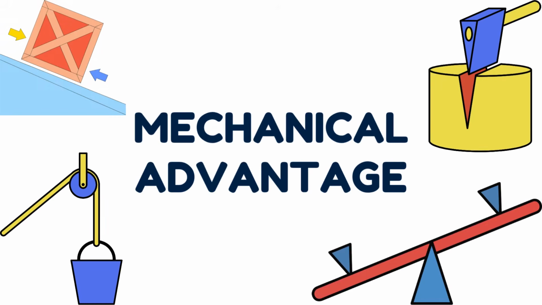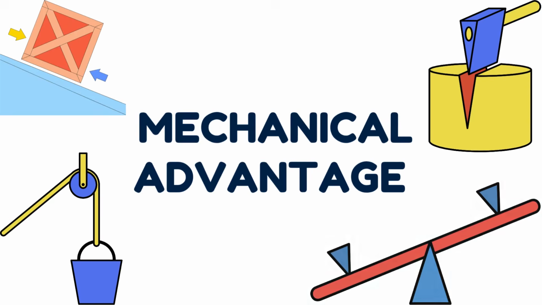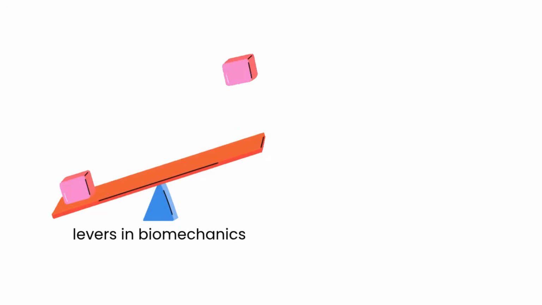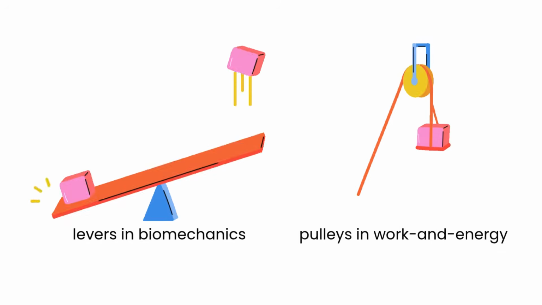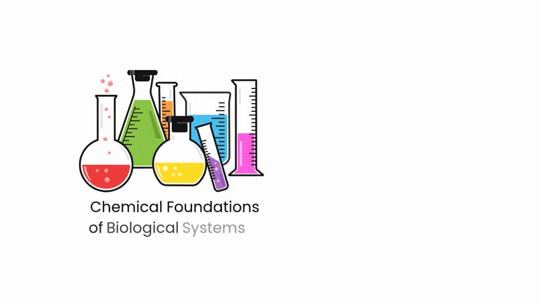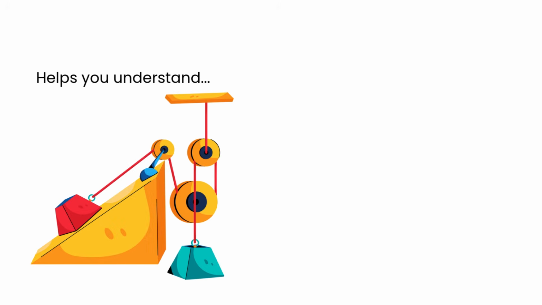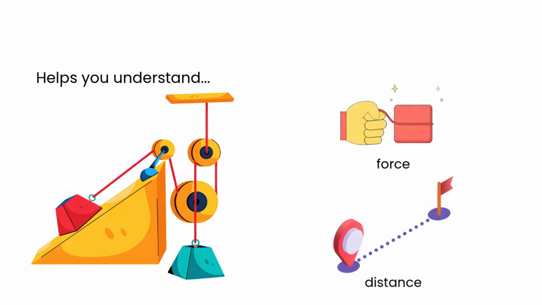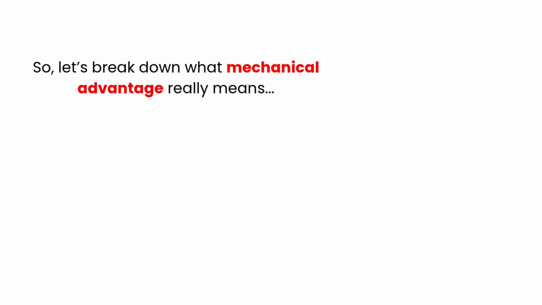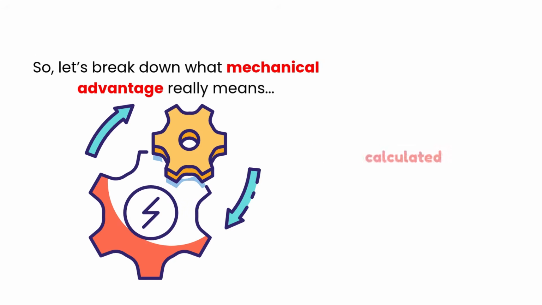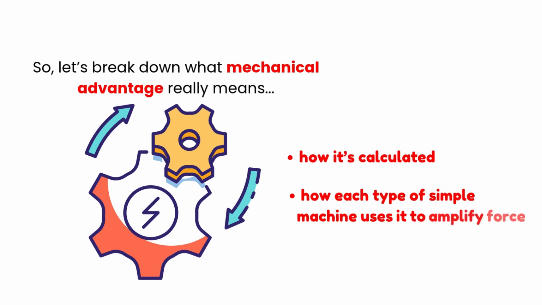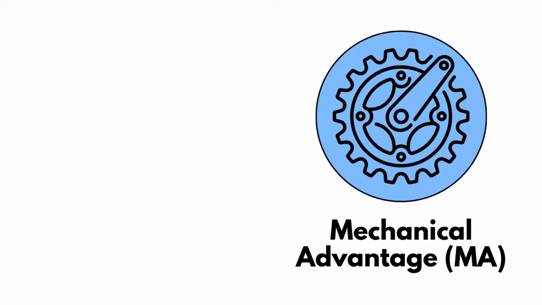Mechanical advantage is one of those deceptively simple physics concepts that can pop up anywhere on the MCAT, from levers in biomechanics to pulleys in work and energy questions. It's part of the Chemical and Physical Foundations of Biological Systems section of the MCAT and helps you understand how simple machines make work easier by trading force for distance. So, let's break down what mechanical advantage really means, how it's calculated, and how each type of simple machine uses it to amplify force.